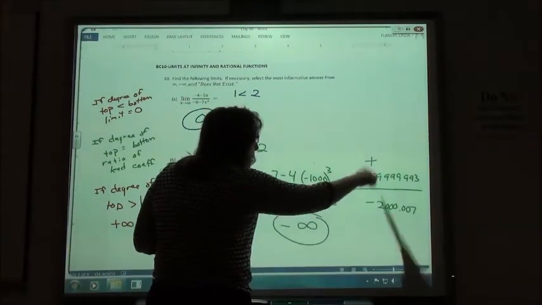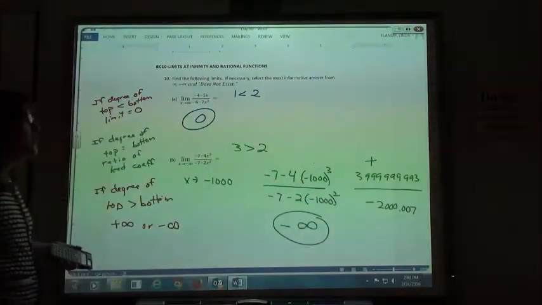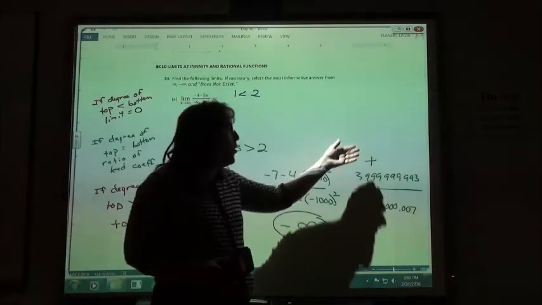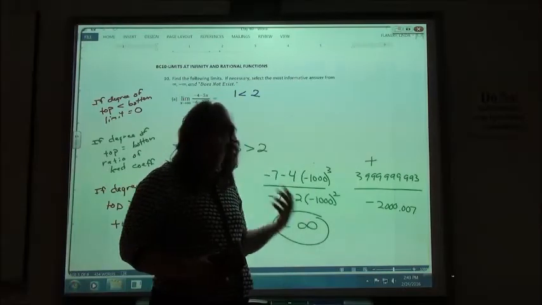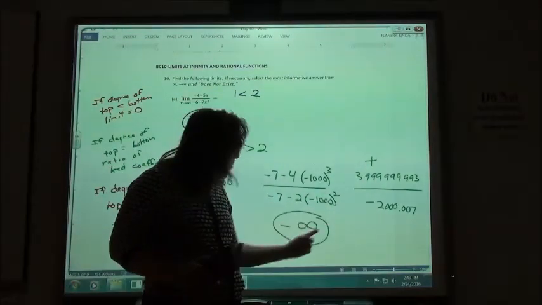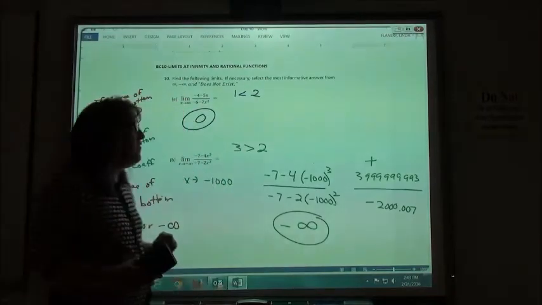So you really don't care what the number answer is. You're just checking to see what the sign of the answer is. Is it going to approach a negative number or a positive number? You can see I'm going to have a really big negative number, so I'm going to approach negative infinity.